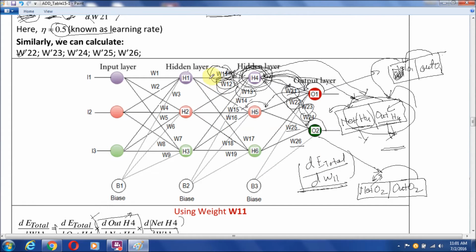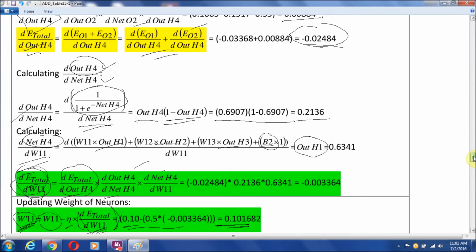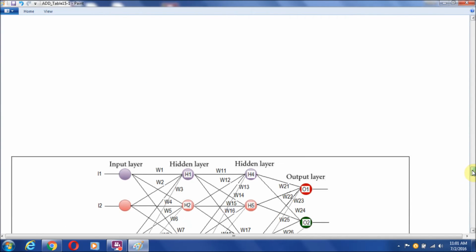Now, how to propagate the error through the first hidden layer? This is slightly more challenging. After that, everything will be very clear.